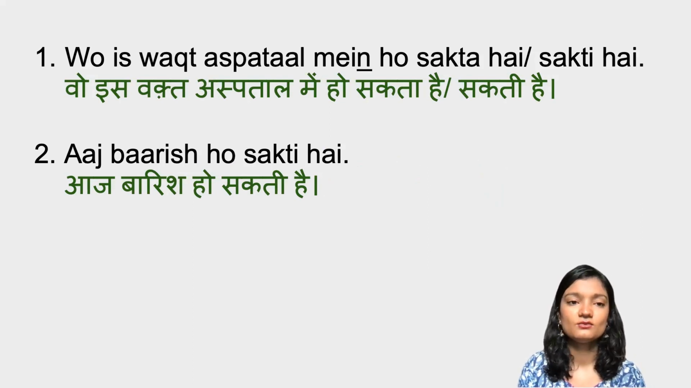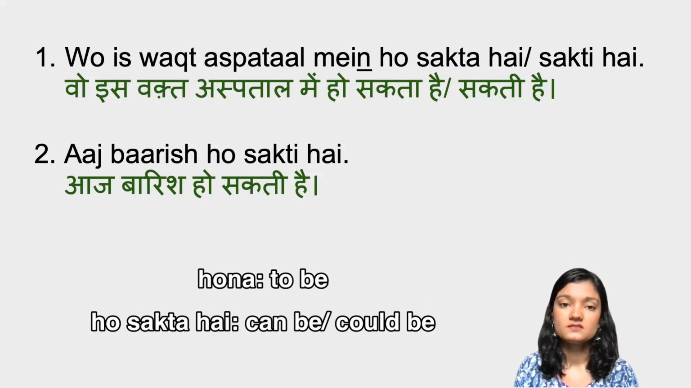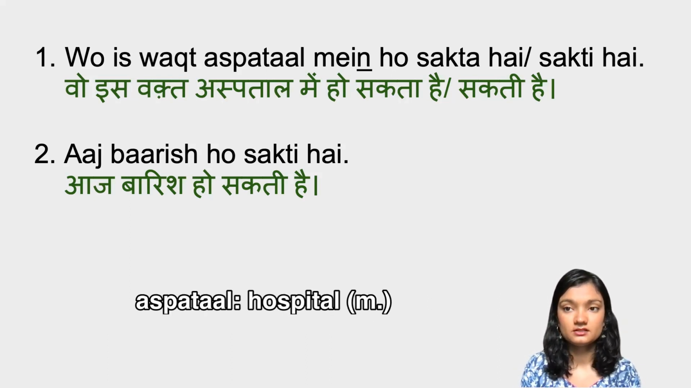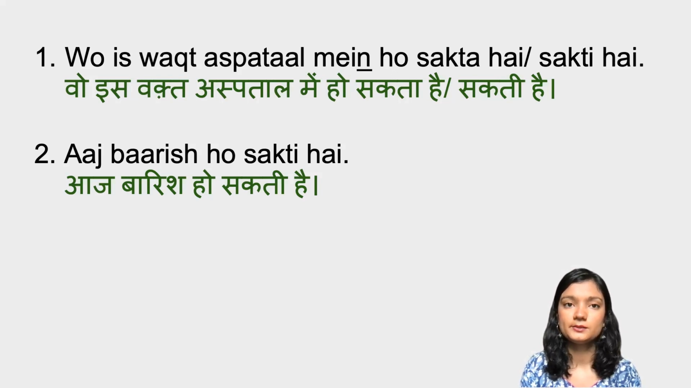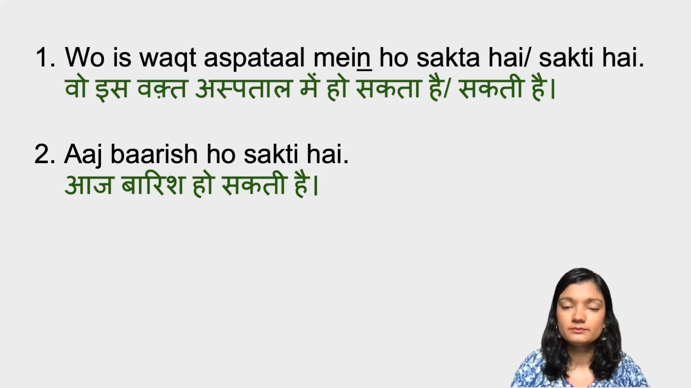First sentence is वो इस वक्त अस्पताल में हो सकता है और हो सकती है. The verb is होना, meaning to be. हो सकता है means can be or could be. अस्पताल is the word for hospital and this is a masculine word. अस्पताल, अस्पताल में in the hospital. And इस वक्त means this time or even right now. This is a possibility because you're not sure, you're just guessing.